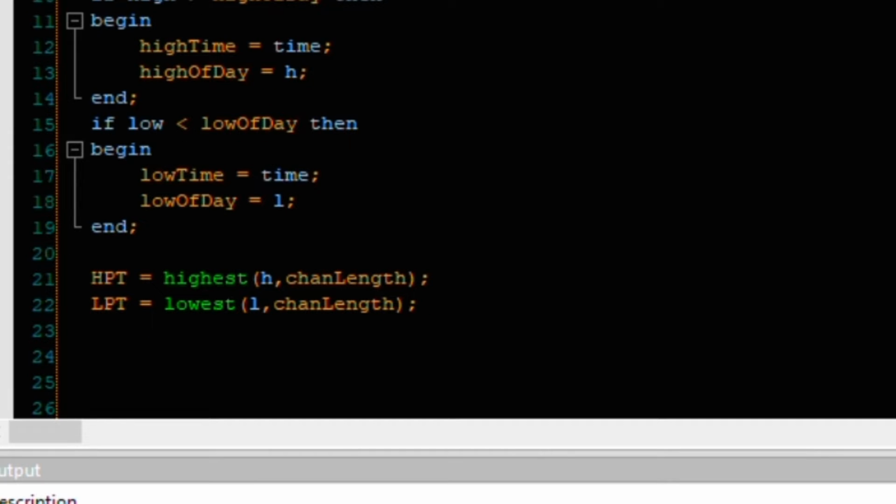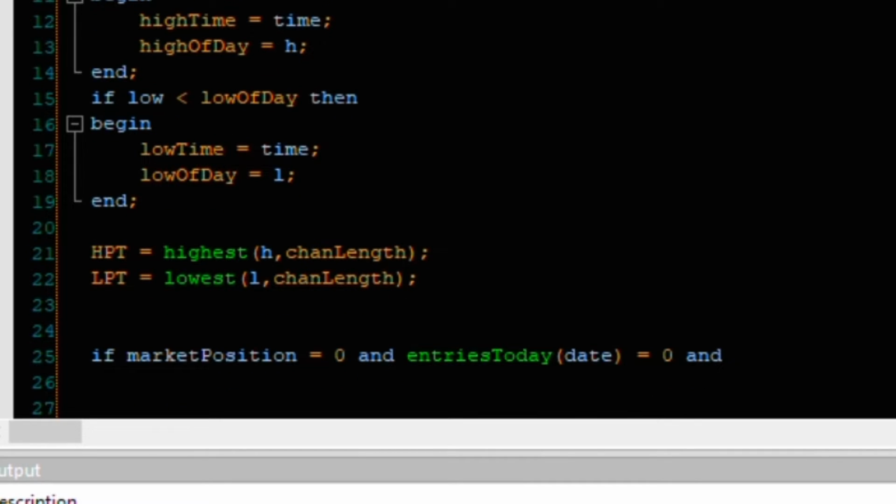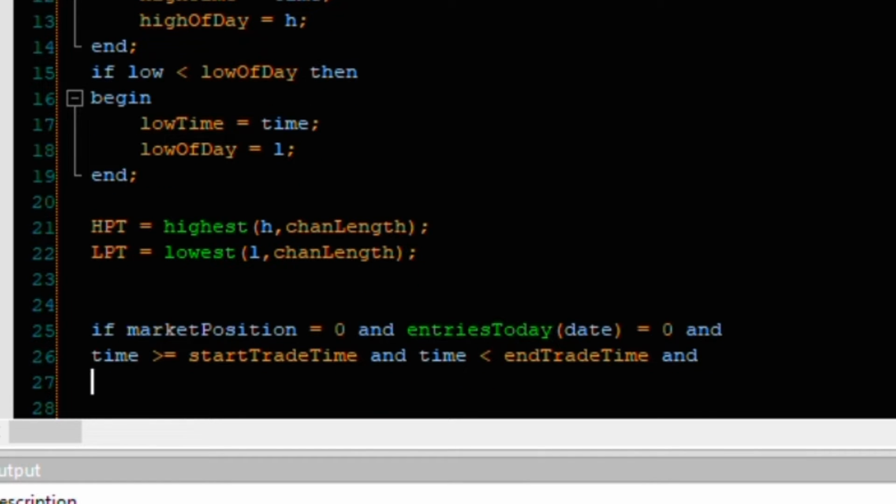Now we got to go ahead and put our directives in. If market position is equal to 0 and entries today is equal to 0, and time is greater than or equal to start trade time, another input you'll be able to change, and time is less than end trade time, and high time is greater than low time, meaning that the high was made last.